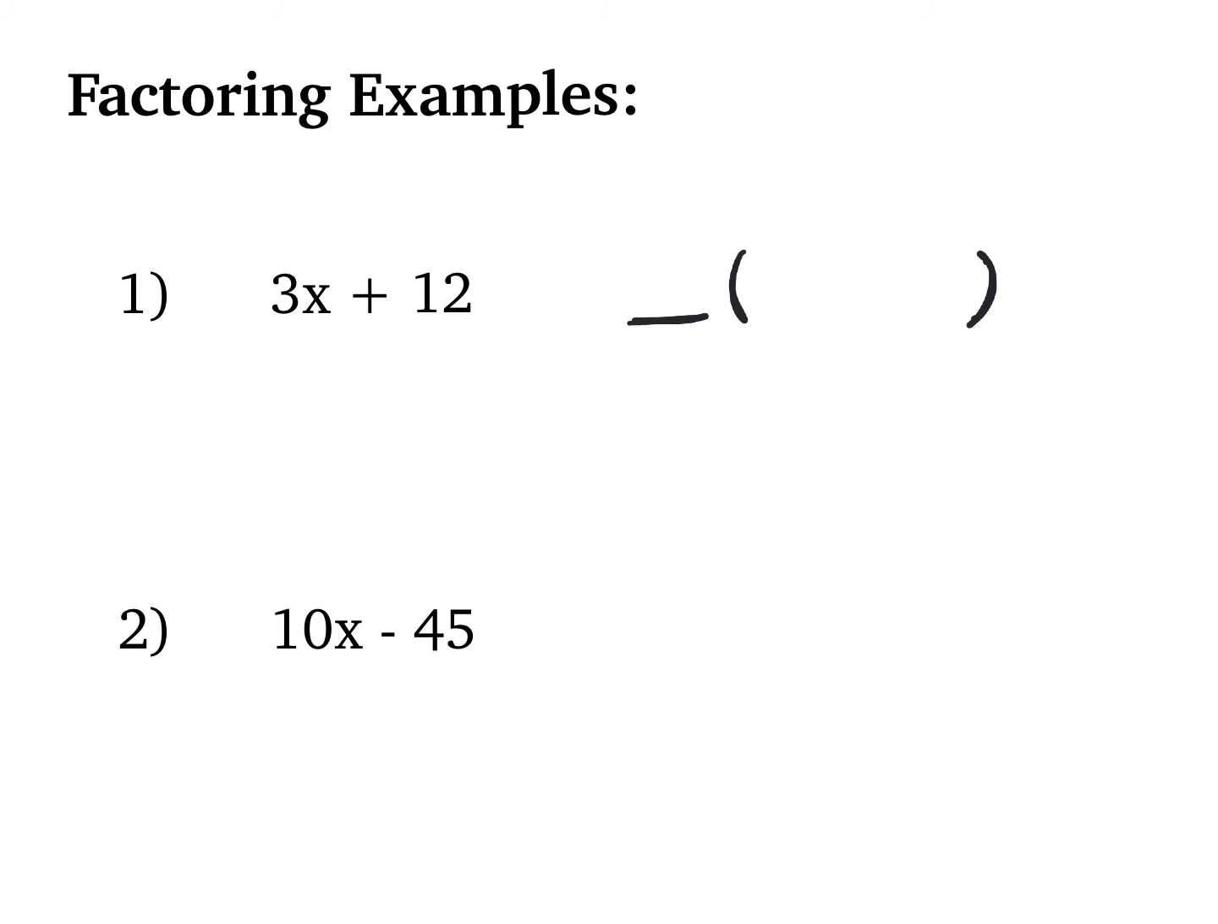So 3x plus 12 have a greatest common factor of 3. If I divide out a 3 from each of those, I'm left with 1x, or just x, and then plus 4. For this next one, 10x minus 45, the greatest common factor between those two would be a 5. So dividing by 5 to get what's inside would be a 2x, and then a minus 9.